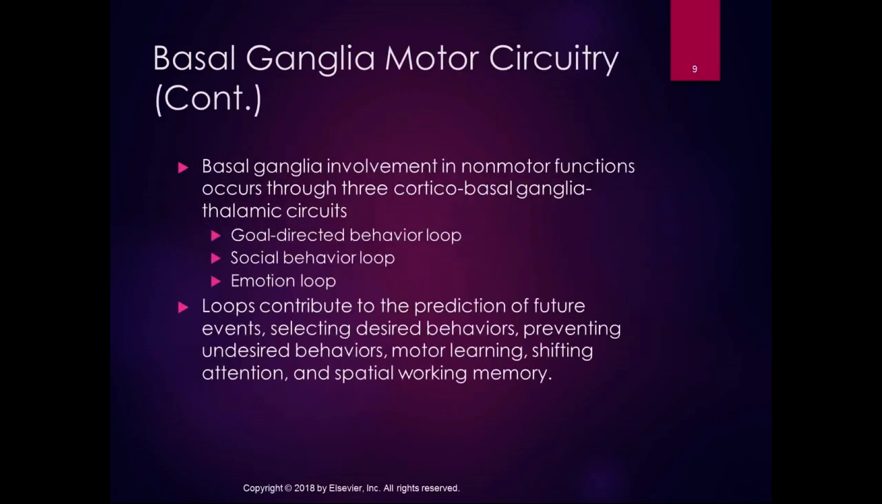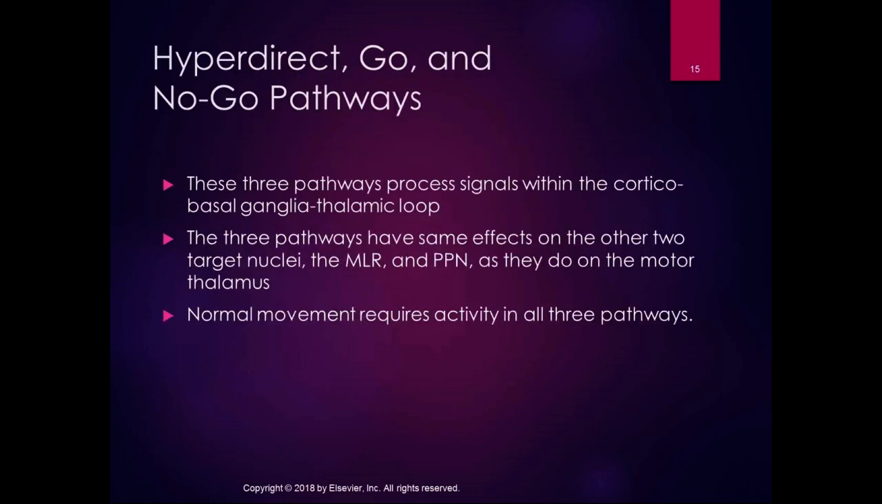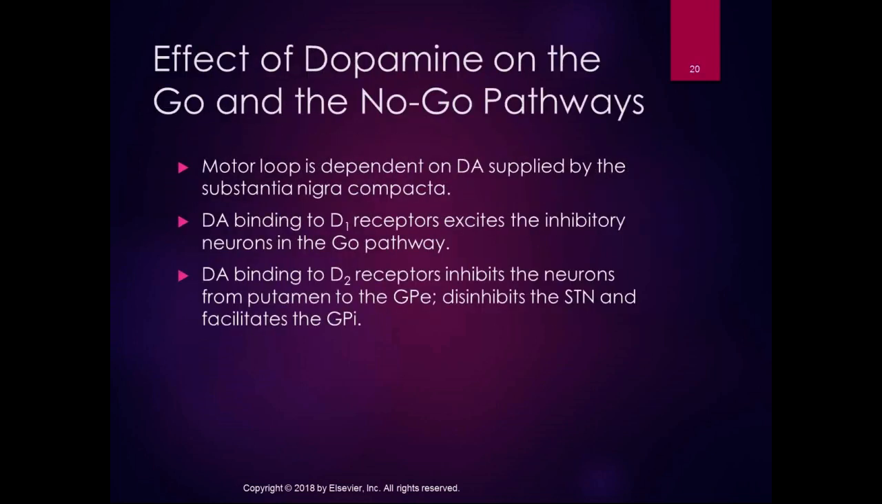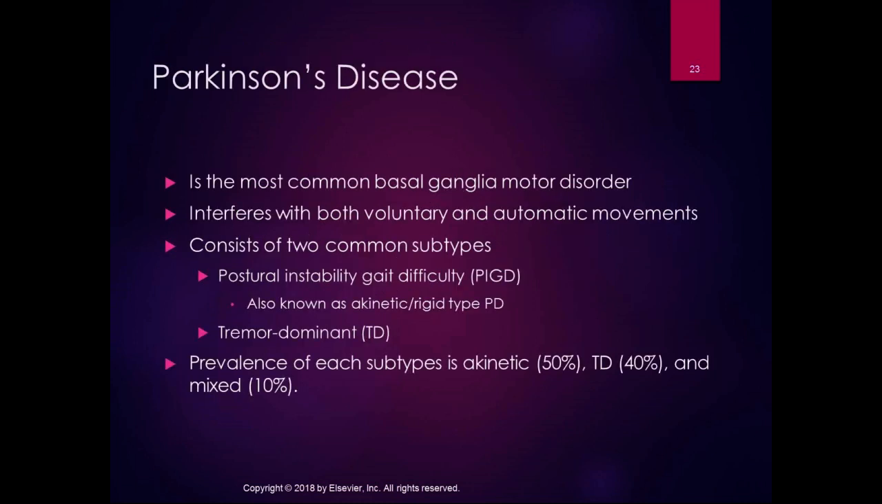We're going to start talking about basal ganglia disorders, and they're going to be classified as either hypokinetic, so less movement, or hyperkinetic, more movement. So it's either too little movement or excessive movement, because we know the basal ganglia either inhibit or disinhibit movement.